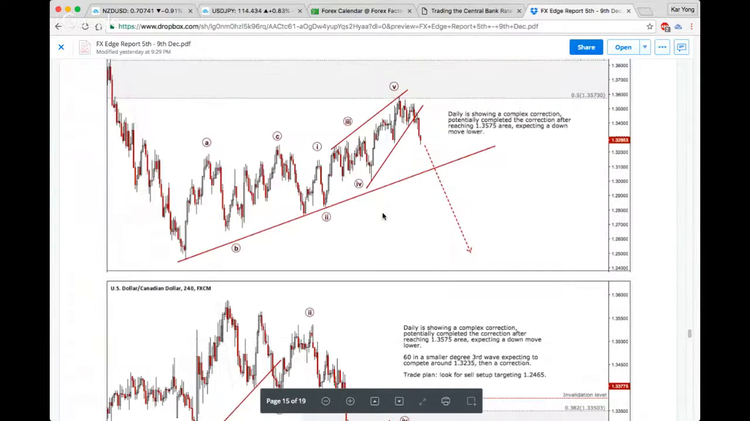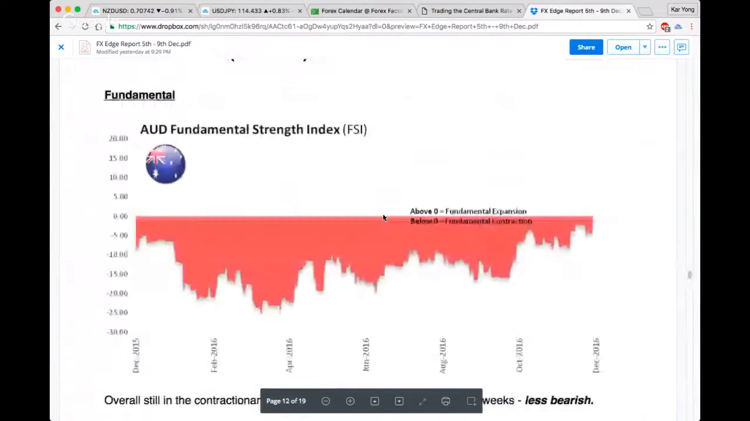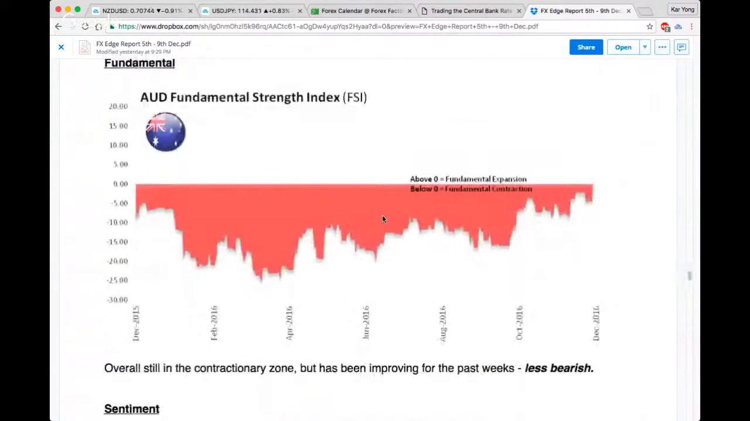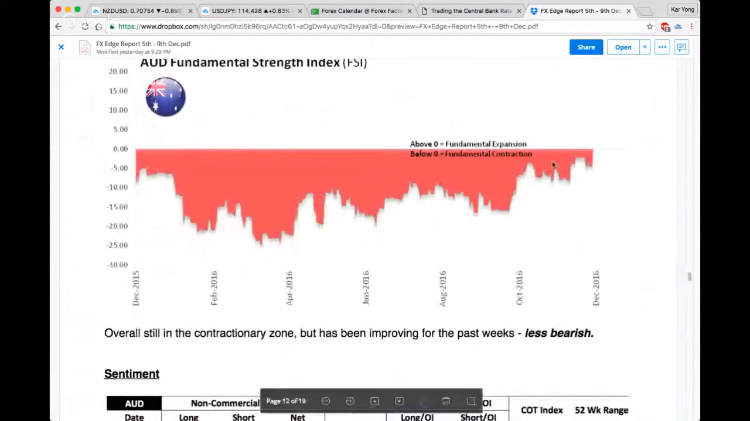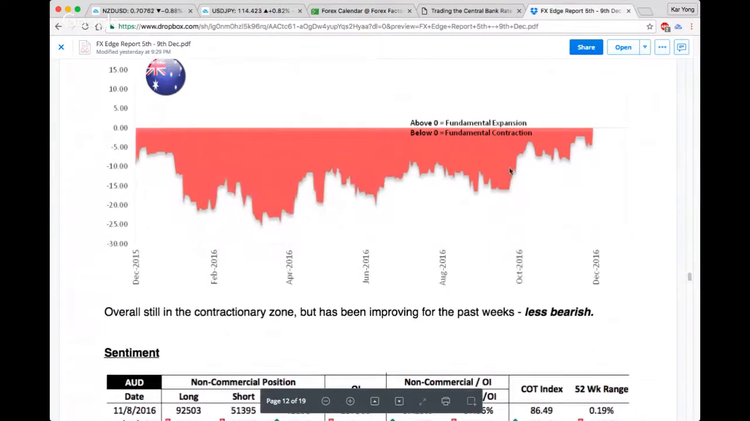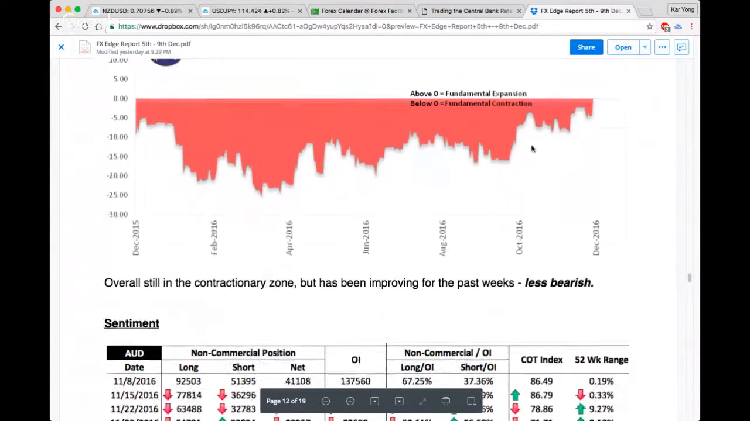All right, and of course, looking at Australian dollar. If you look at the fundamental on Australian dollar, it's still in the contractionary phase, but we are seeing that overall it's improving. It's slowly turning to zero level and then eventually going into expansionary mode. So even though it's still in the red, we are turning less bearish for fundamental, but just take note that it's still in the contractionary phase, meaning still not a positive sign, but it's less bearish right now.